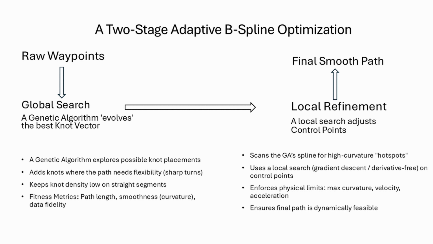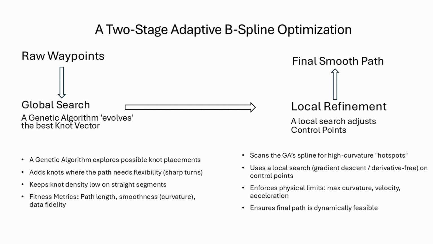To solve this, we designed a sophisticated two-stage optimization process, which you can see in this flowchart. The first stage is a global search. The goal here is to find the optimal structure, or flexibility profile, for the entire path. We use a genetic algorithm for this task. Think of it like biological evolution. The algorithm creates a large population of different node vectors, each representing a different way to distribute flexibility along the path.